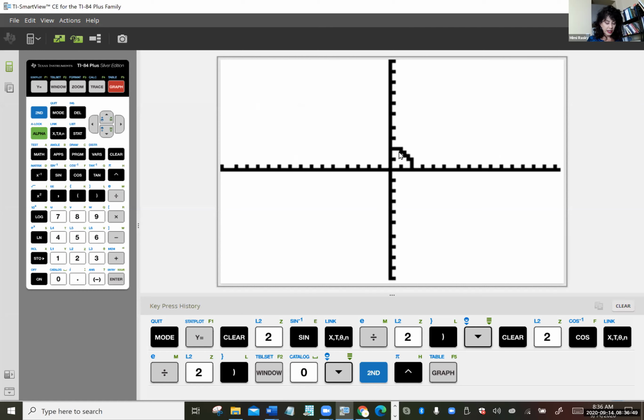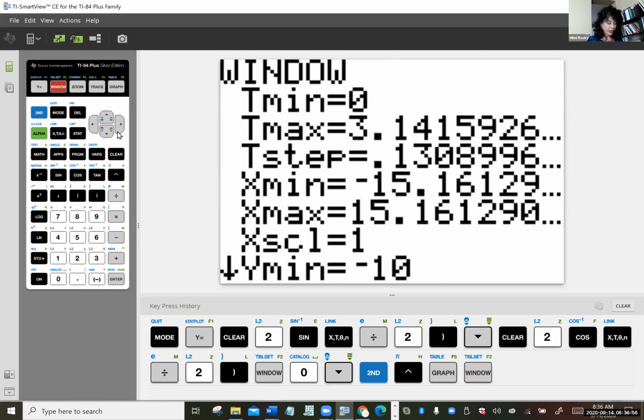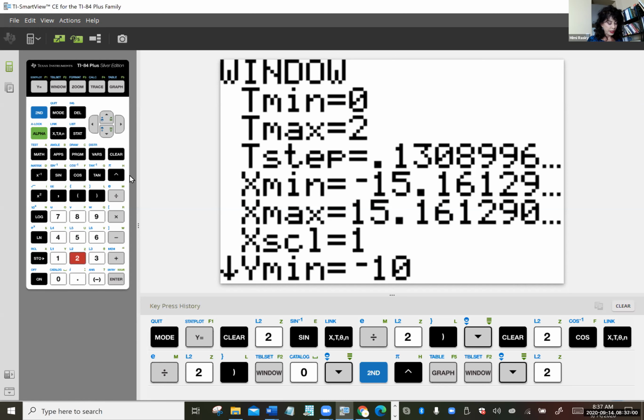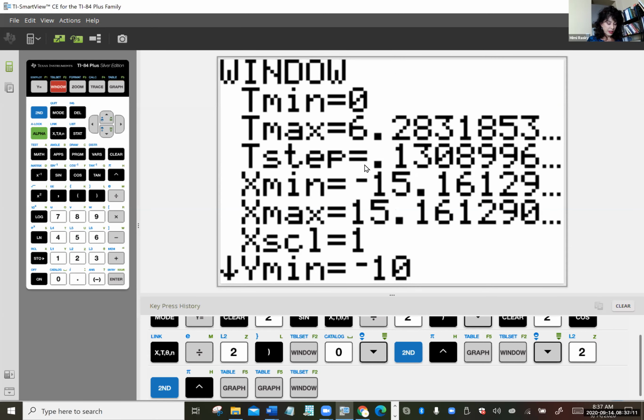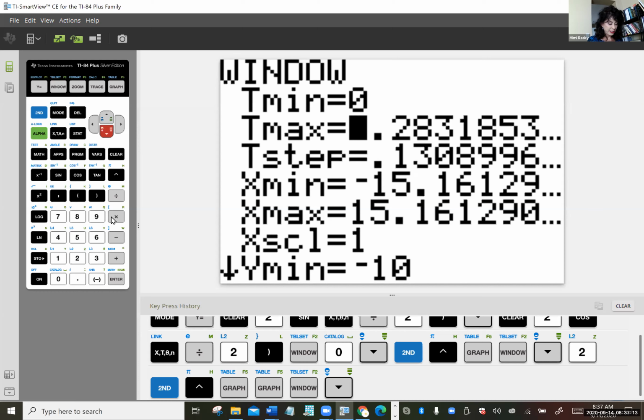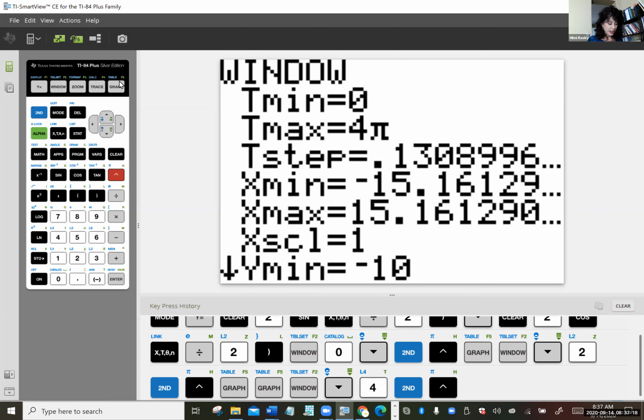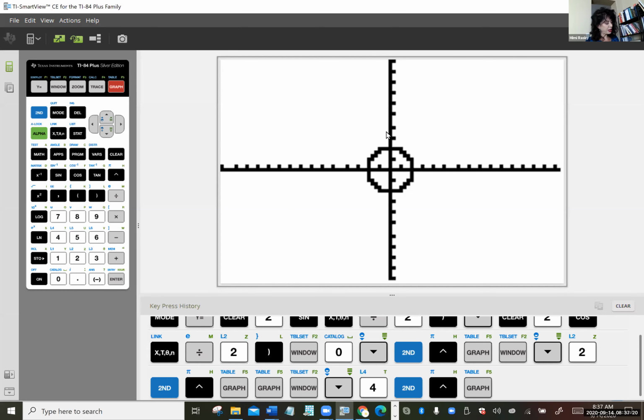You'll notice I get just a portion of the graph, and it looks kind of curvy there, but if I go to my window here, let me change the maximum to 2 pi to see what happens. Hit graph. Ooh, wait a minute. Interesting. And maybe I could get more of the picture if I go to window. And maybe I need to have my t max be, I don't know, let's see what 4 pi gives me. Okay. Hit it. Oh, there, it gave me a full circle.